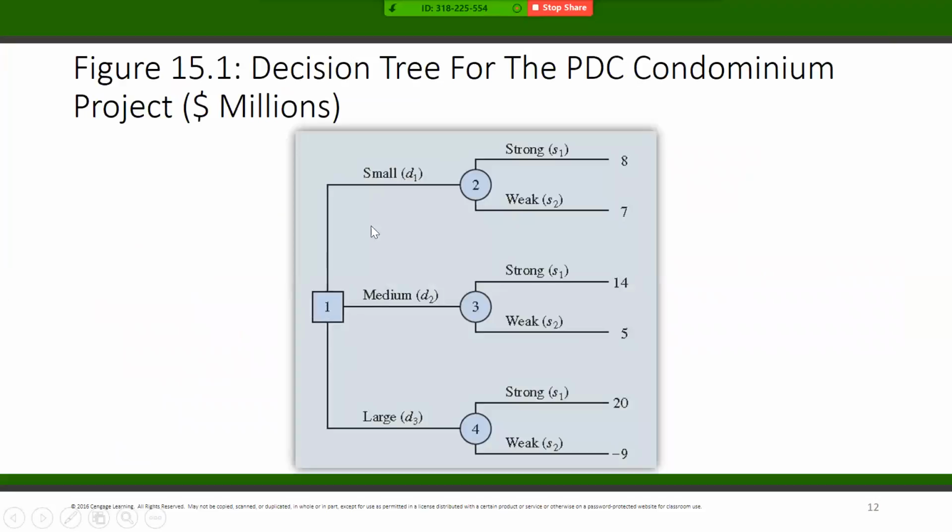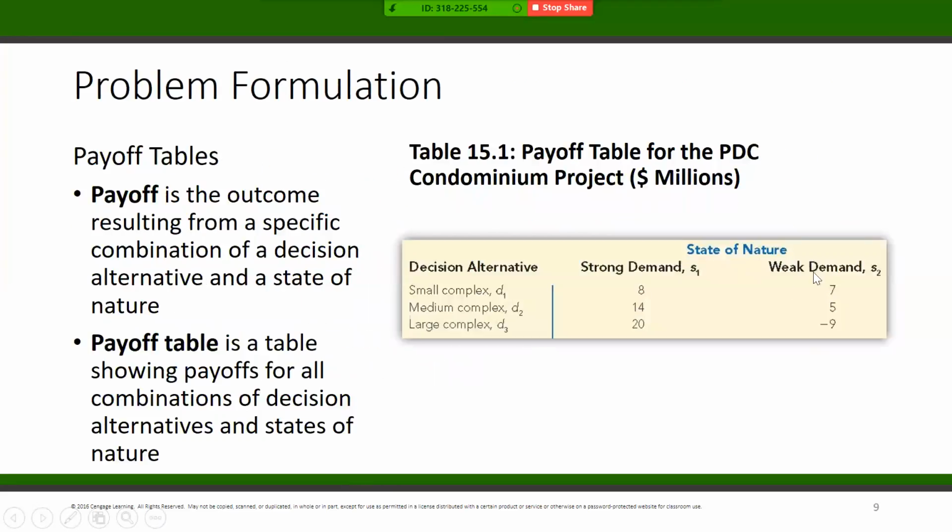All right, so this is our decision tree. And so this is kind of how it goes. If you had a small complex, you can have a strong or a weak state, and so either you get 8 or 7. If you have the medium complex, then you can have a strong or weak state, 14 and 5. And then the large complex is either strong or weak, 20 or -9. And this correlates to the same values that are in this table here.